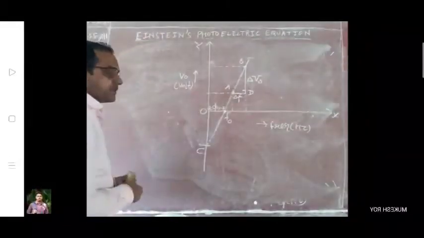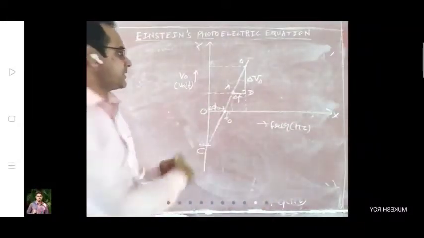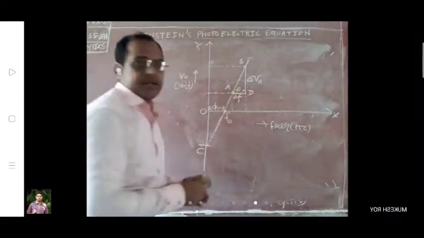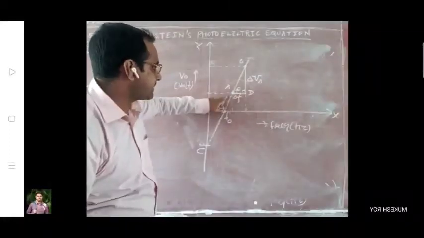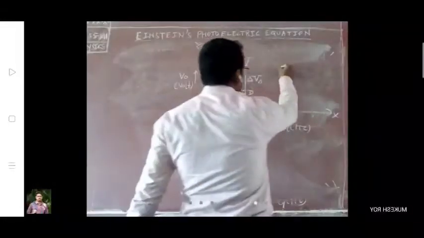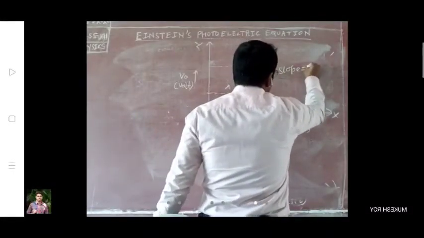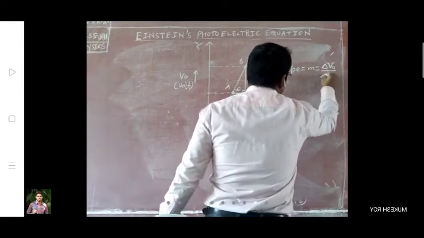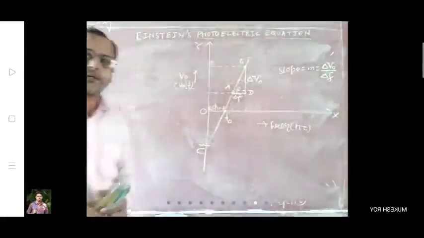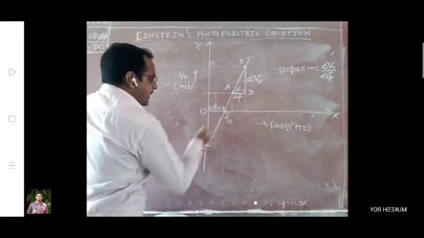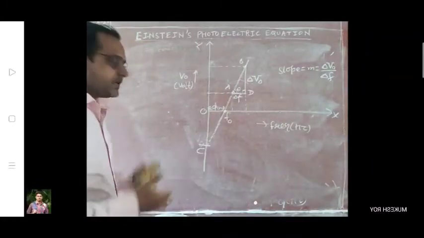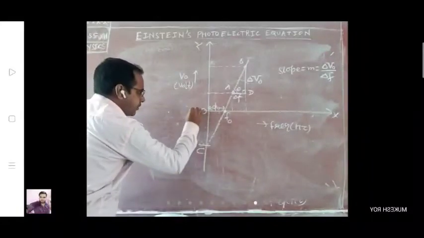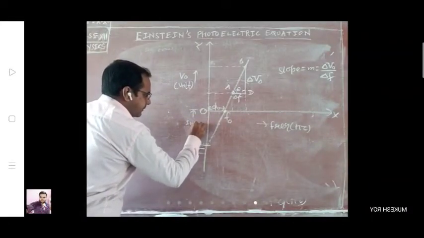So what is the slope of this graph? The slope of this graph is nothing but tan theta, which equals y axis by x axis, delta V naught by delta f. So if you are asked to find the slope from here, what will it be? Slope m equals delta V naught divided by delta f. Okay, now if you require the intercept from this graph, where is the intercept? C is the intercept. So I'm writing here, this is the intercept.